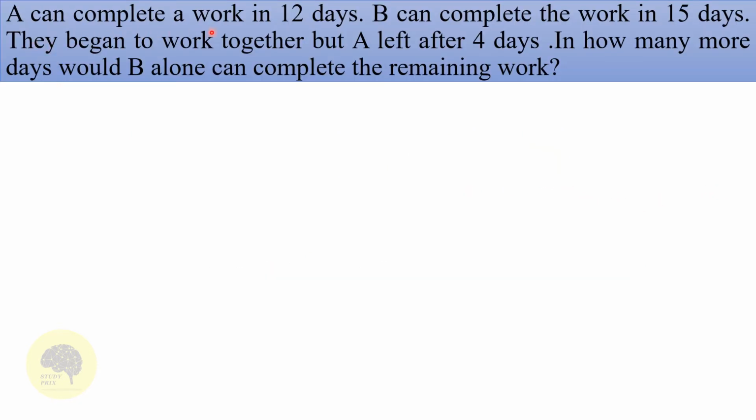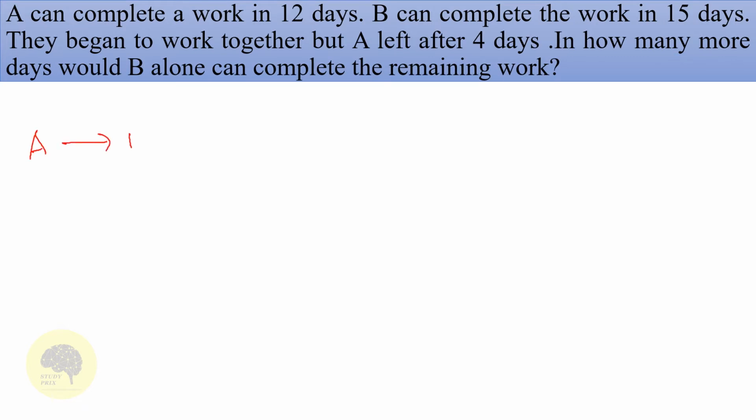A can complete a work in 12 days. B can complete the work in 15 days. They began to work together, but A left after 4 days. Therefore, A and B work together for 4 days. In how many more days would B alone complete the remaining work? So we have to find the remaining work done by B alone.